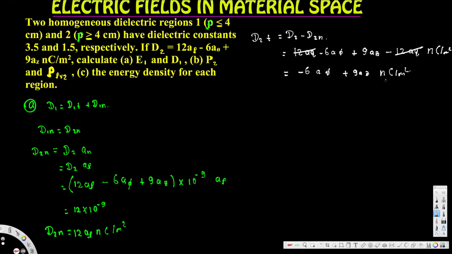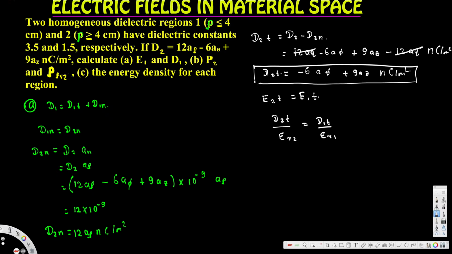Now we have D2T. We calculated D2T. From this one we can calculate E2T, like we can create a ratio. Our purpose is to find D1. Now let's go ahead and create a ratio. We know that for a dielectric interface, the electric field 2T is equal to electric field 1T. Now electric field 2T can be written as D2T divided by epsilon R2, and E1T can be written as D1T divided by epsilon R1, and D2T we just calculated right here.